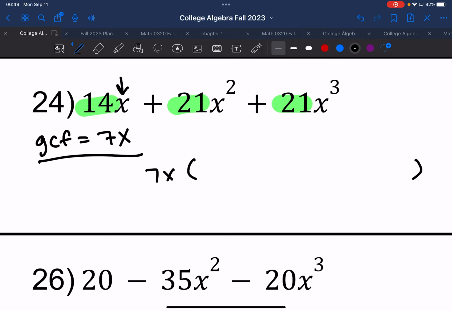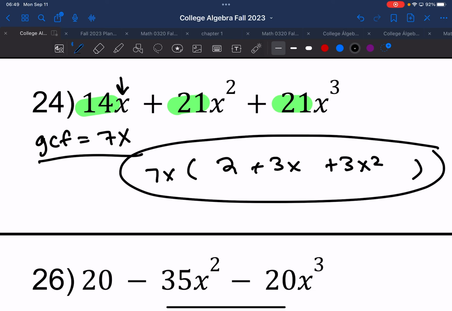So 14x divided by 7x is 2. 21x squared divided by 7x? 3x. And 21x cubed divided by 7x? 3x squared. And that's our answer. So all we're doing is factoring out what every term has in common. Okay?